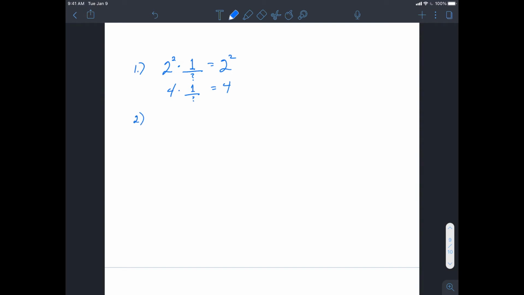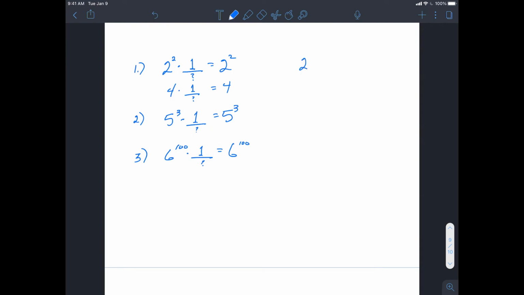Let's take another problem. 5 to the third times whatever equals 5 to the third. And again, what makes sense here is 1. And we'll do one more. 6 to the 100 power times what equals 6 to the 100 power. And of course, 1 would be the best answer.